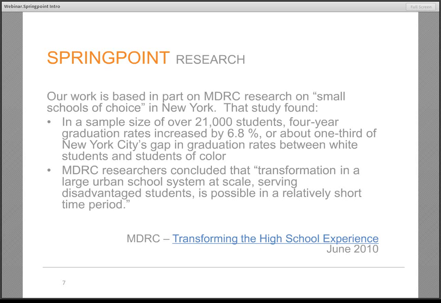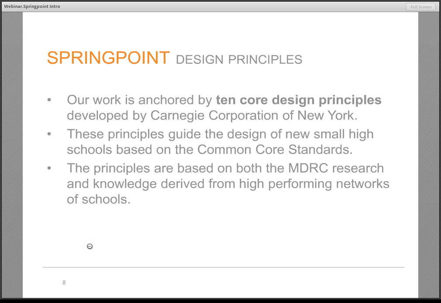The study looked at kids over 6 years, 2002 to 2008, and ultimately the schools that it looked at served at full capacity over 45,000 students. So this is great research from which we derive a part of what we do.